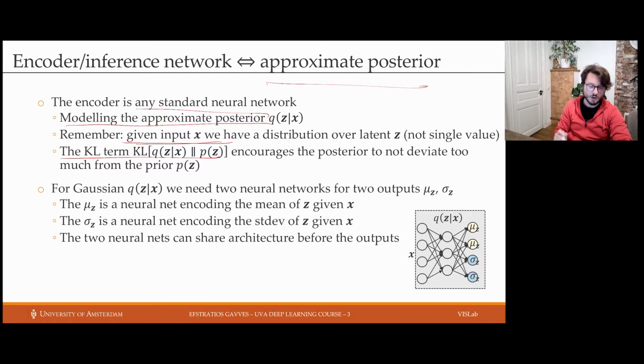In the case of Gaussian approximate posteriors, it means that we require two neural networks: one for the mean of my Gaussian random variable z, and one for the standard deviation. So these are two different neural network encodings, the mu and sigma, and the neural networks that we use to compute the parameters of our Gaussian distributions can share the architecture, right? So we can have the same neural network up to before the output, and then have two different outputs, one for my mean and one for my sigma.